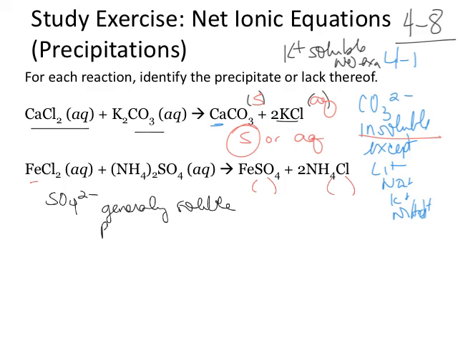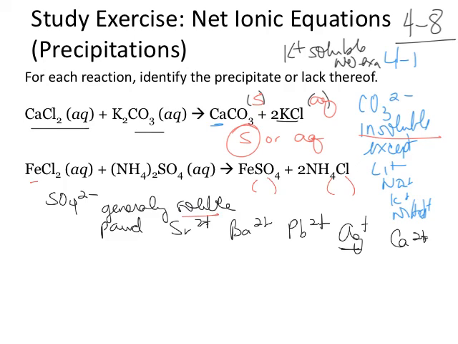Except when paired with, these are all 2 plus charges, which I think is interesting: strontium, barium, lead, this is only 1, silver, it's a 1 plus charge, and calcium, 2 plus. So is that going to be soluble? Yes, that's going to be soluble because iron is not any of these cations.